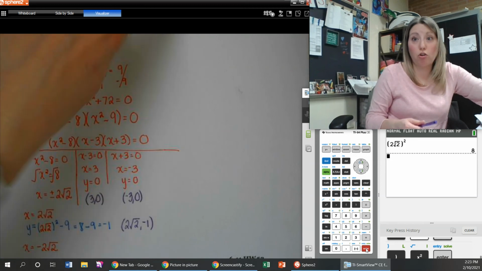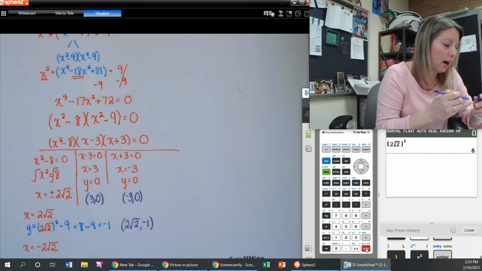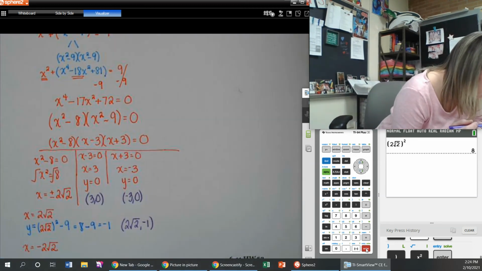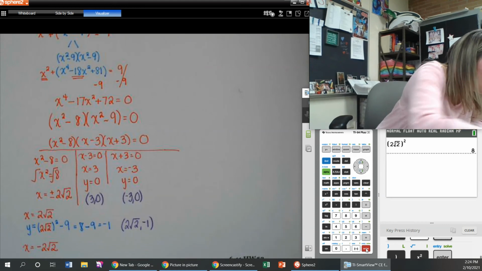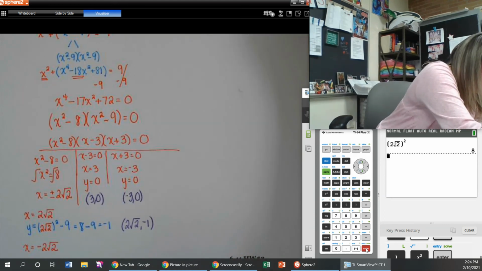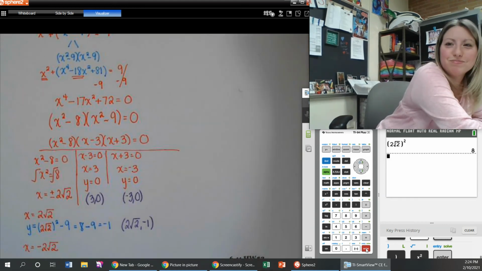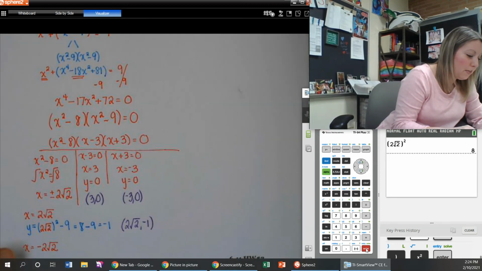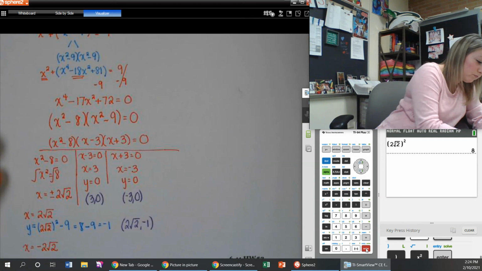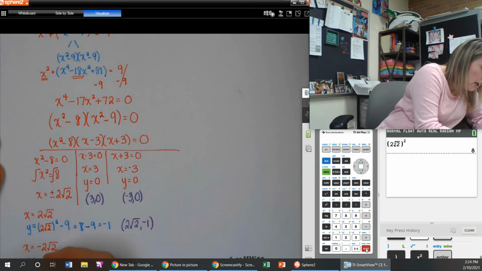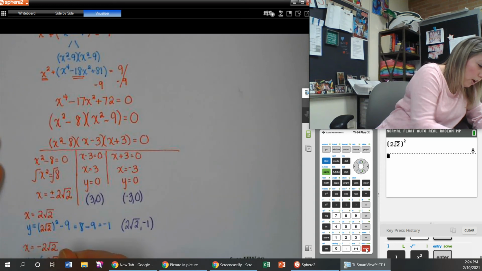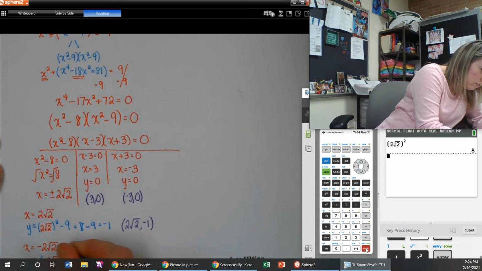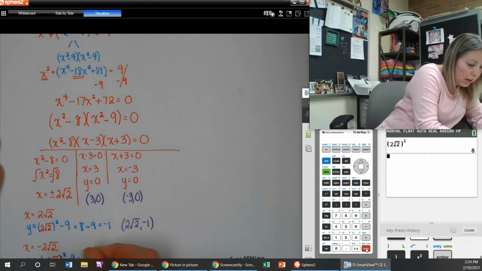And I'll show you how I can kind of see that. Negative 1. Yeah, that makes sense. I'll show you how I can kind of see that on my graph. And then, of course, I do that again by plugging in. And the thing here with negative radical 2, when I square it, it's the same. It'll give me 8 minus 9.